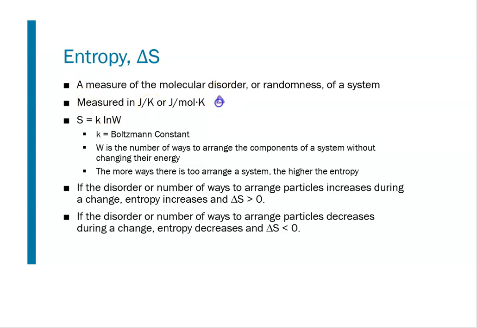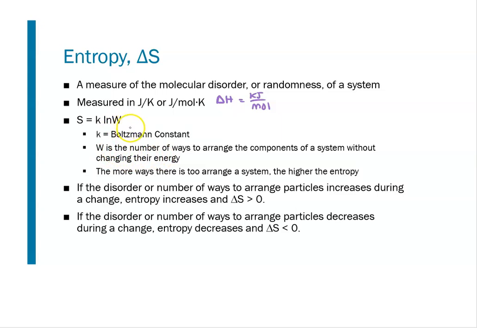This is different from delta H. Delta H is kilojoules per mole. So when we start doing calculations that involve both delta H and delta S, we have to make sure that we have unit agreement. The technical calculation for delta S is with this equation right here. S is equal to k times the natural log of W. k is the Boltzmann constant. We don't need to worry about what that is. W is the number of ways to arrange the components without changing energy.